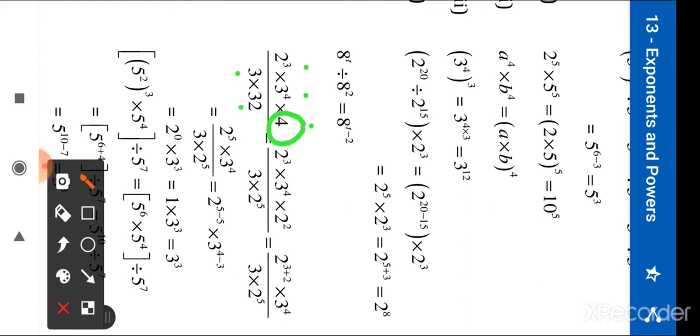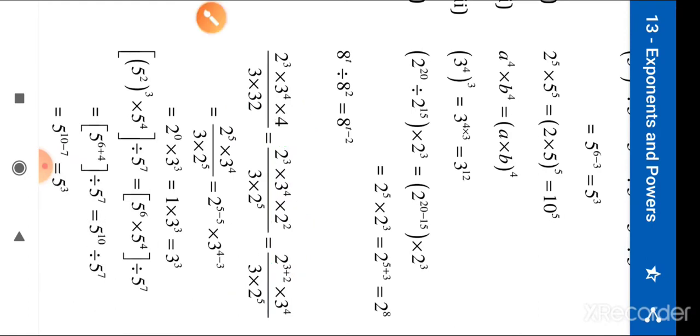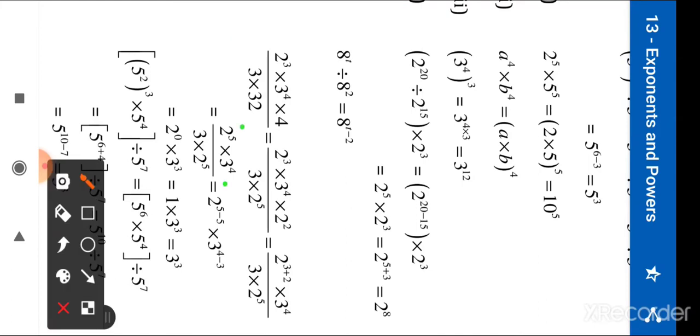So first we can write 4 and 32 as 2 raised to the power 2 and 2 raised to the power 5. Now you can see here that both the numbers 2 raised to the power 3 and 2 raised to the power 2 have same base and different powers, but both the numbers are in multiplication, so their powers get added. So we can write in the numerator 2 raised to the power 3 plus 2 multiplied by 3 raised to the power 4, and in the denominator we have 3 multiplied by 2 raised to the power 5. Now our numerator becomes 2 raised to the power 5 multiplied by 3 raised to the power 4, divided by 3 multiplied by 2 raised to the power 5.